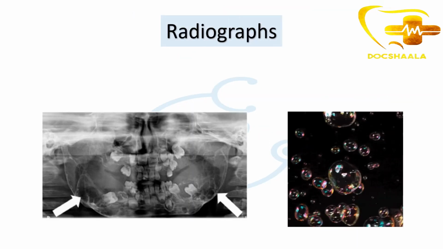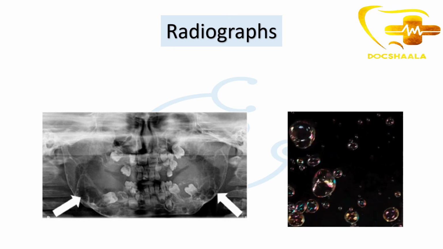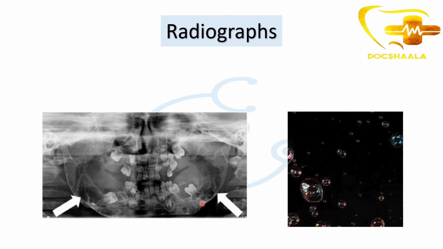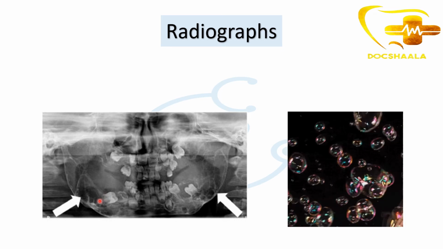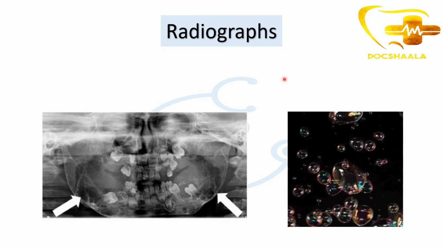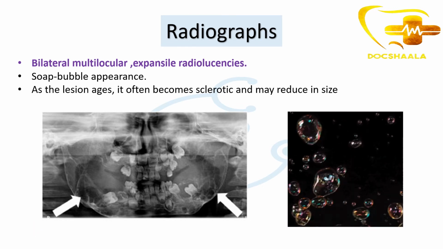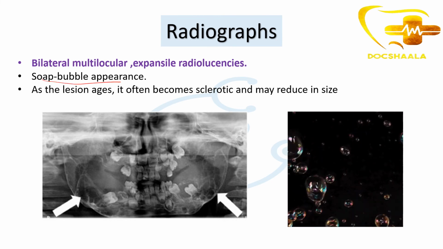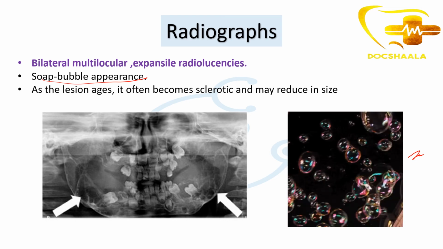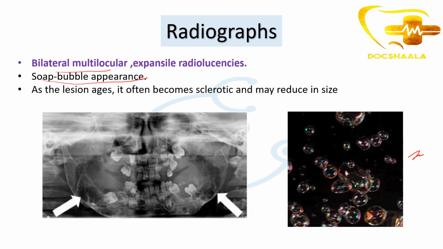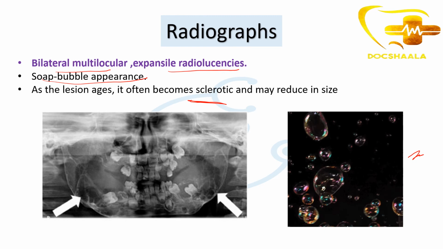Then coming to the radiographs. Here you can appreciate the OPG. These are the lesions we can see. It appears as a soap bubble. Cherubism exhibits an OPG with a soap bubble appearance. This image is given just to help you remember what the OPG looks like. There are bilateral multilocular expansile radiolucencies. As the lesion ages, it often becomes sclerotic and may reduce in size.